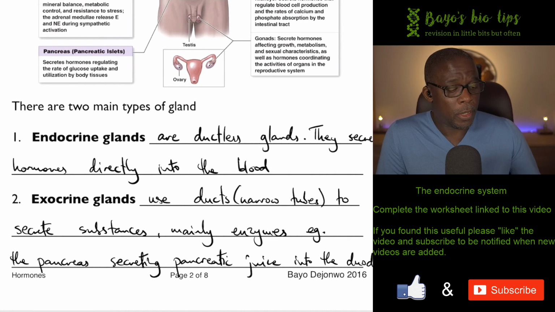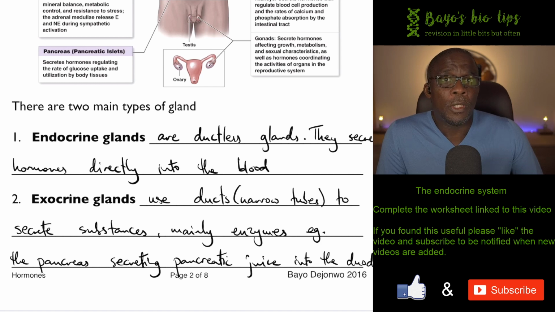And there are two main glands. They're the endocrine glands, which are the ones that we are concerned with in this worksheet. And endocrine glands all have something in common. They are ductless. That means they don't have tiny tubes through which they secrete their hormones. Instead, the hormones are secreted directly into the blood and then flow to wherever they need to go. So ductless glands produce hormones, whereas ducted glands, glands with ducts, tend to produce enzymes.